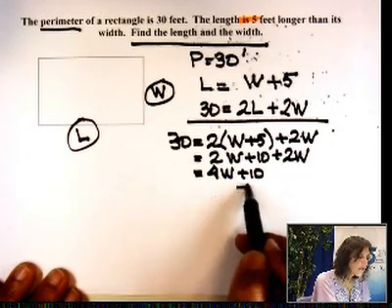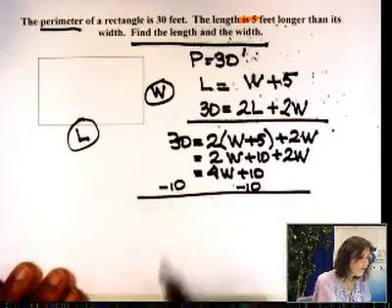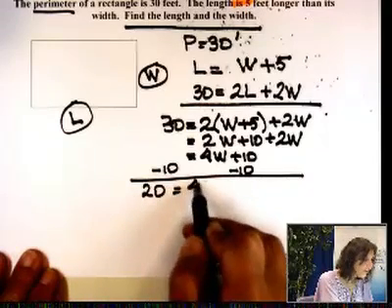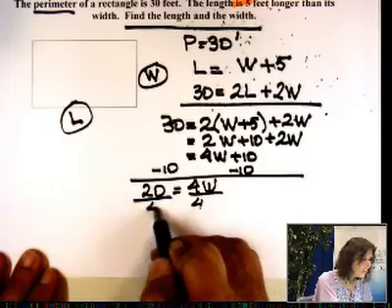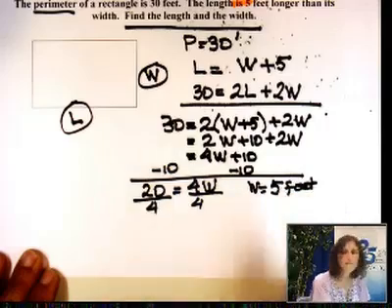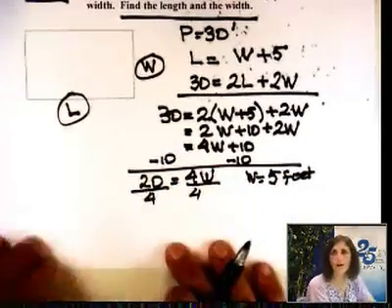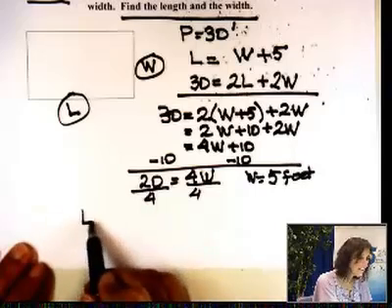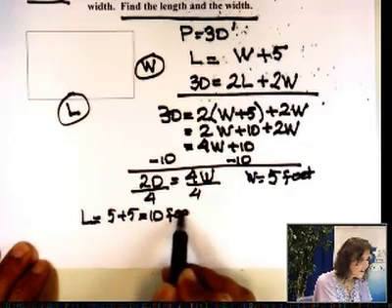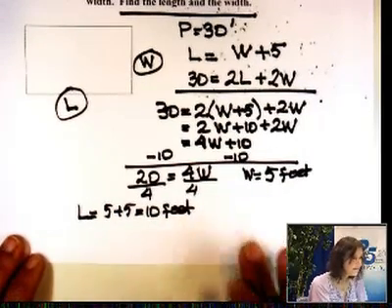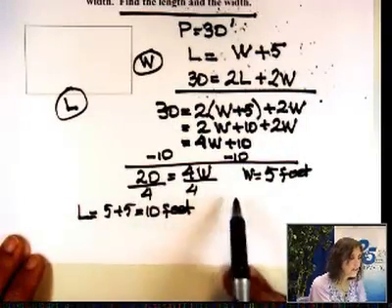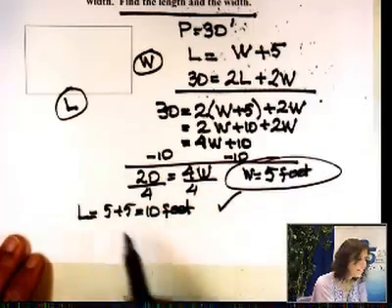Now let's subtract 10 from both sides. You're going to have 30 minus 10, that's 20, and you have 4W. Divide both sides by 4. W equals 20 divided by 4, which is 5. 5 what? Feet. Very good. So let's get the length. I know that length is 5 more than the width. 5 plus 5, that's 10 feet. Reality check. Do they add up to 30? 10 plus 5, 15, times 2, 30. Yes, check. So I have a width of 5 feet, length of 10 feet.